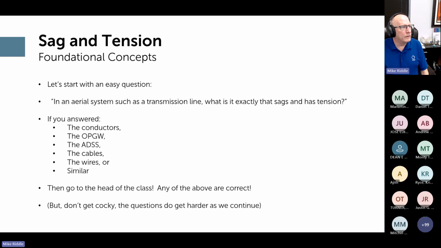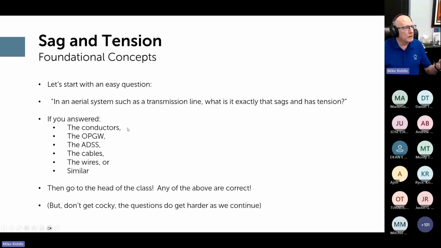If you're looking at an aerial system such as a transmission line, but it could be a distribution line or something else, what is it exactly that sags and what is it exactly that has tension on it? So I'll give you 2 seconds to think about that in your mind.